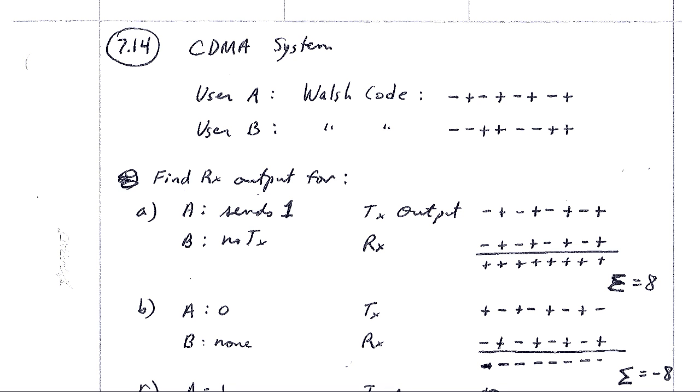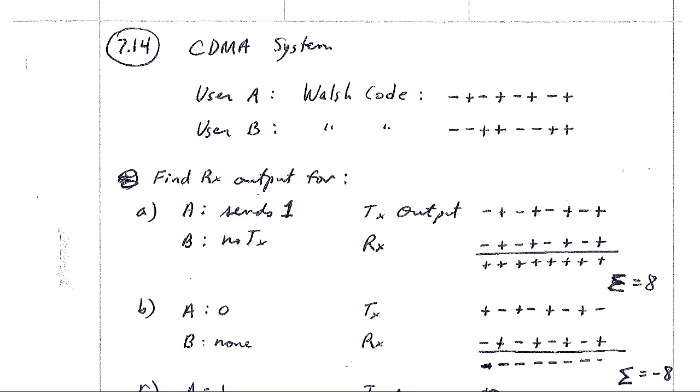For part B, we're going to transmit a 0, and B isn't going to transmit anything. So user A sends a 0, user B sends nothing. When any user sends a 0, they invert the code and send that. So now we have plus minus plus minus instead of minus plus minus plus. And now the receiver is going to use user A's Walsh code to correlate, and he's going to get 8 negative 1s, and the sum is negative 8, indicating that a 0 was sent.